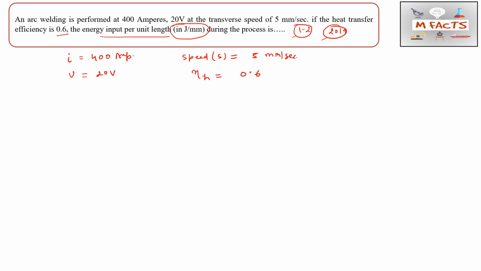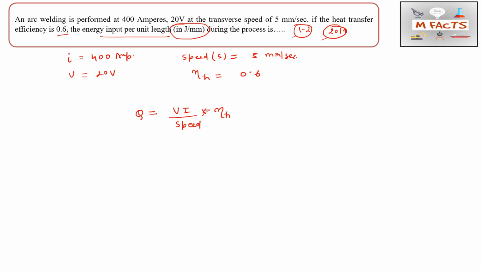For welding I have already given one video on welding numericals, so you can watch that video for a better experience. First of all, we will see the formula. The formula is Q equals VI by speed, where V is voltage and I is current. This is the general formula, and it is for 100% efficiency. If they give the value of efficiency, we multiply by that efficiency value.